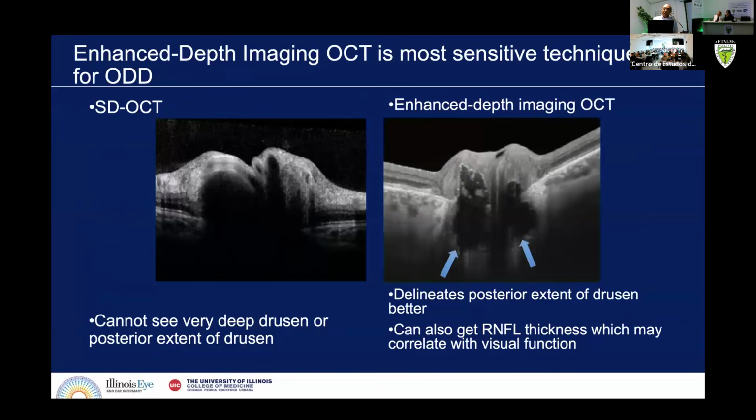The most sensitive technique, though, is the OCT. With enhanced depth imaging, you can see a number of deep buried drusen, as well as the posterior extent. It delineates the extent of the drusen, but it also gives you information about the retinal nerve fiber layer to tell you about the health of the optic nerve.